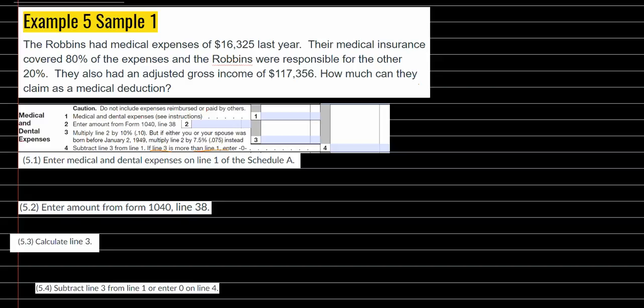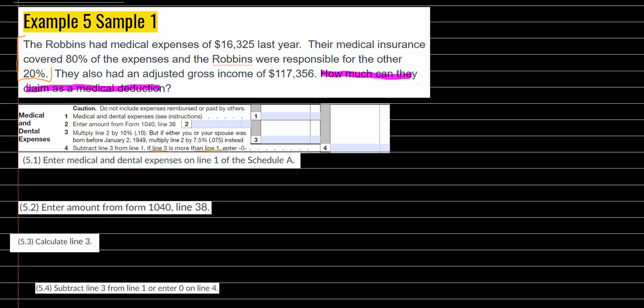All right, so let's take a look at how to do example 5, sample 1. The ultimate question is how much can they claim as a medical deduction? So we need to use this part of the Schedule A to figure that out. So our first step is going to be enter the medical and dental expenses on line 1 of Schedule A. So we need to read this section of the text right here.